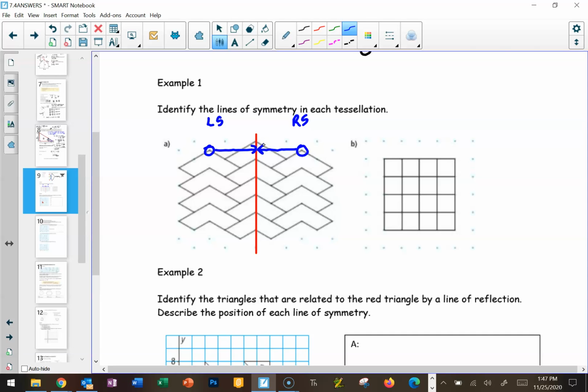And it looks to be. I mean, we're just kind of eyeballing this right now. So if I refer to this line, let's just call this line 1, we can say that line 1 is a line of symmetry or a line of reflection, because everything that's on the left side, if it was folded over, would match up perfectly on the right side.